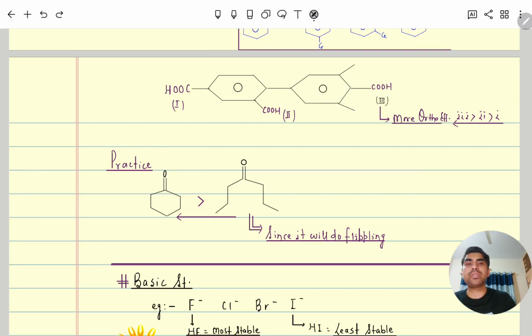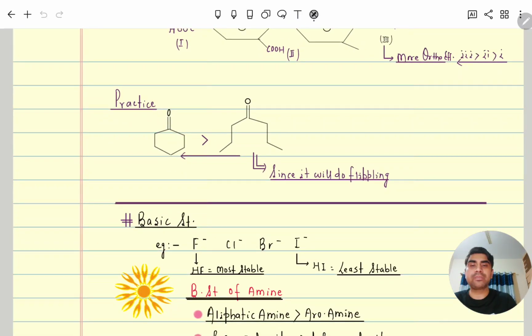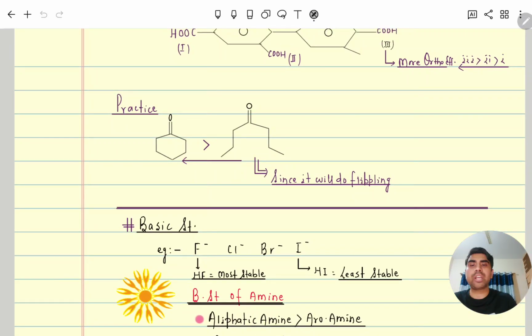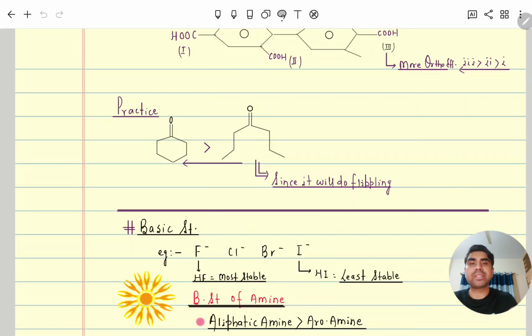Clear? Now here you can see we have to tell which one has the highest acidic strength. So here you can take its conjugate base. If we take that conjugate base, then it will be negative.